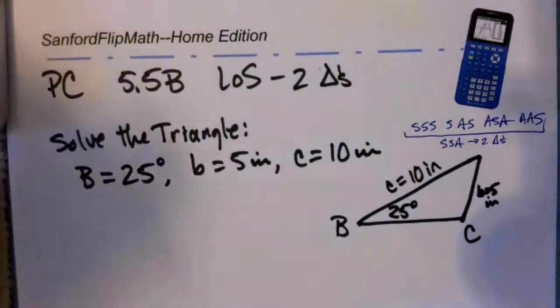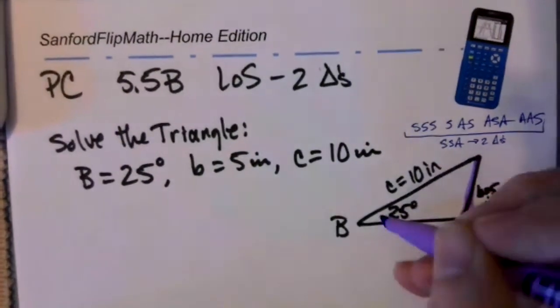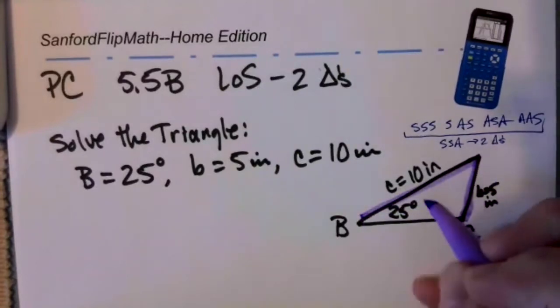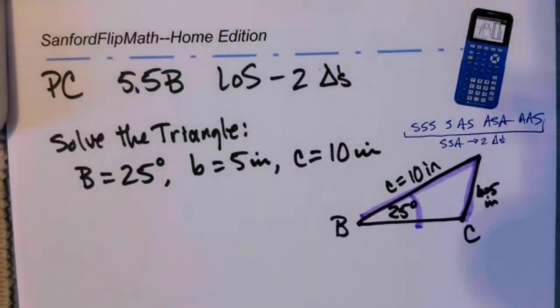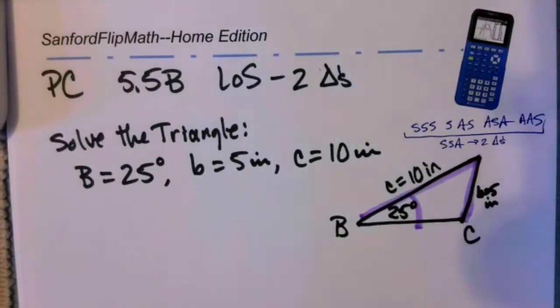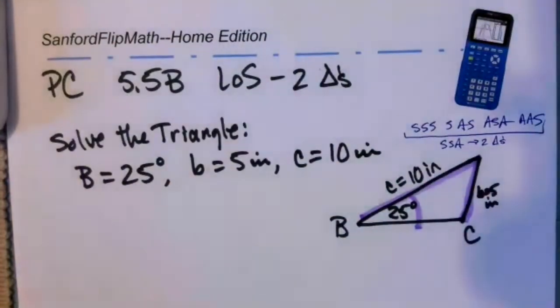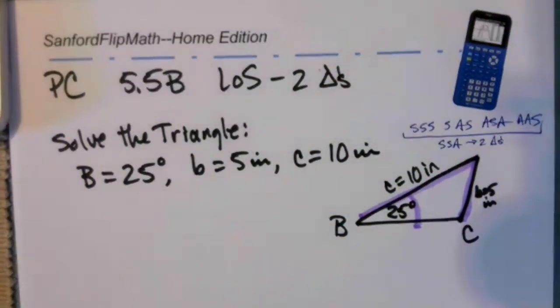So just to draw attention to that, pardon the pun, if I look at this side and this side, note the angle is not between them. So the A is not between the two S's. This is a side-side-angle arrangement of information. Now that doesn't mean this triangle doesn't exist, or that we can't find out information about this triangle. It just means that there is potentially more than one triangle possible.